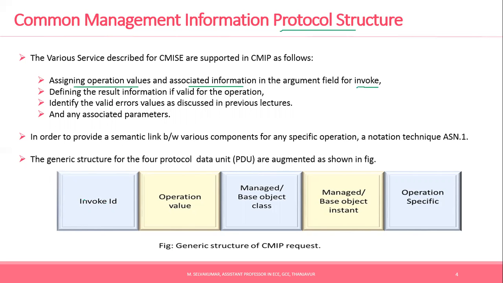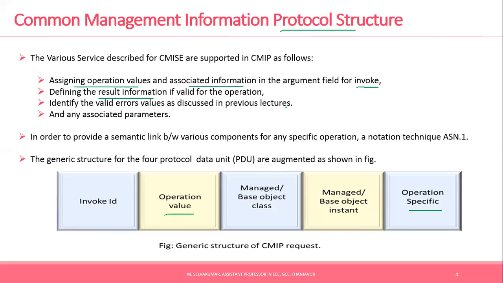So here we have to give the invoker ID, and the operation value to be performed, mentioning the managed or base object class, the managed or base object instance, and what specific operation has to be done. That is the defining of this. Next, defining the result information if valid for the operations, and identifying the valid error values as discussed in the previous lectures.